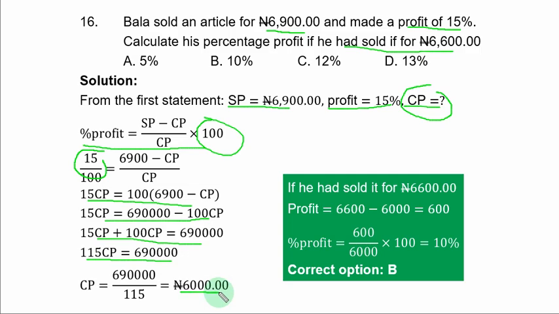With this cost price, we can now calculate the percentage profit for the new selling price. So if he had sold it for 6,600, profit is selling price minus cost price. The cost price is 6,000. So on that transaction, the profit is 600, and percentage profit is profit over cost price times 100. That is 600 over 6,000 times 100, and that simplifies to 10%. B is the correct option.